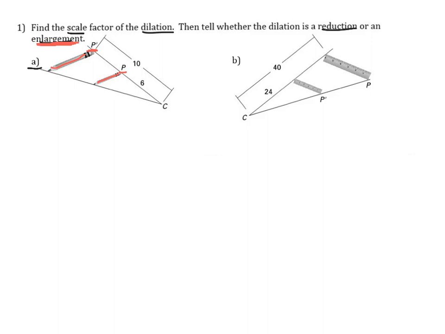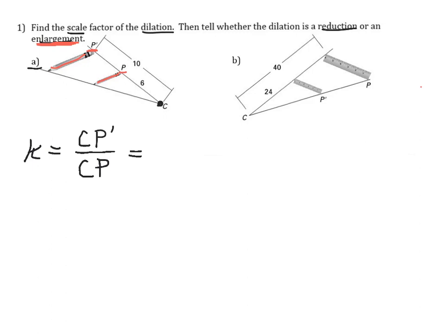Now, next thing I want to figure out is the scale factor. In order to determine what k equals, if you remember from our notes, what I have to do is compare the image to the pre-image. In this case, I'm not sure of the exact length, so what I'm going to do is compare the center to the image. How far away is that? And then compare the center to the pre-image. How far away is that?